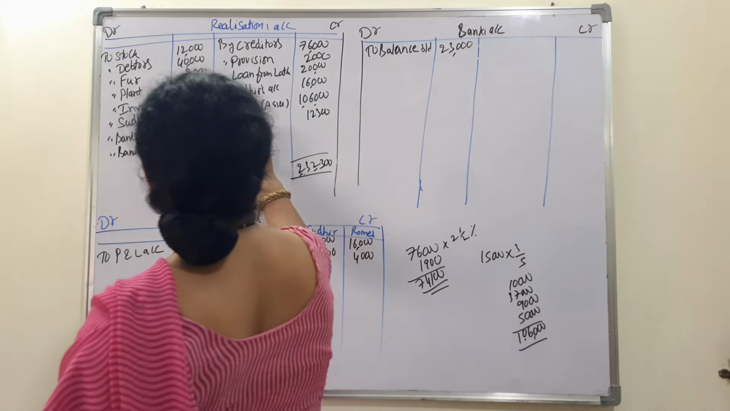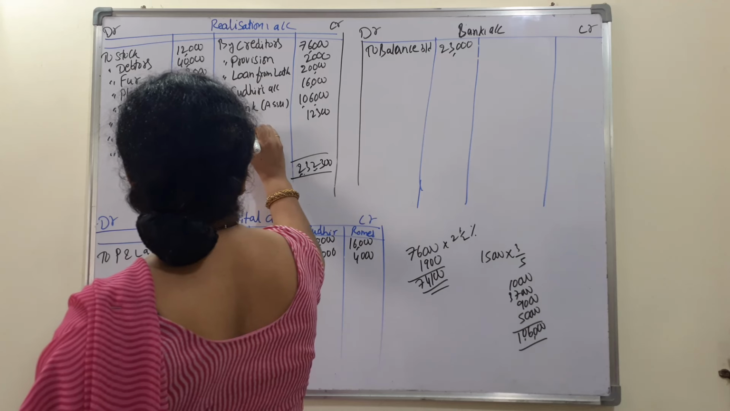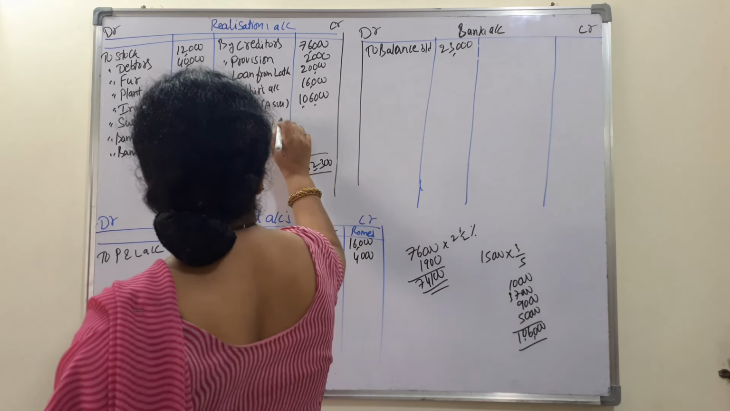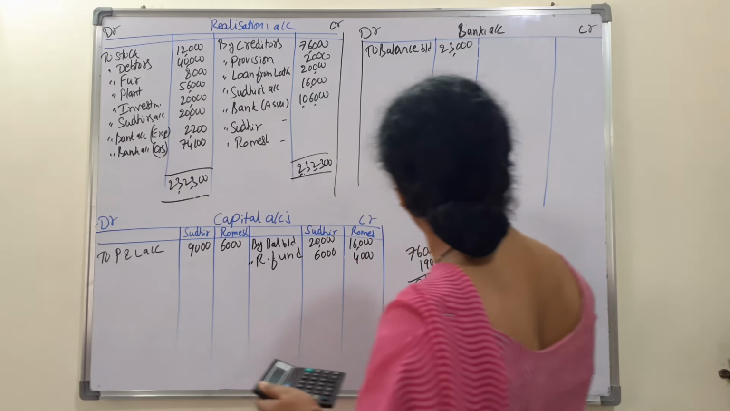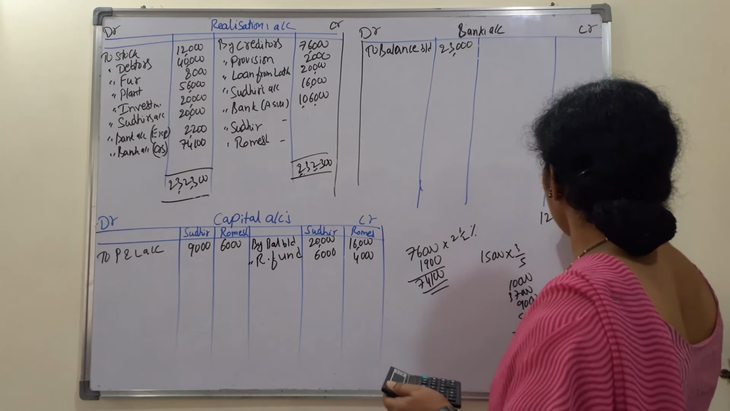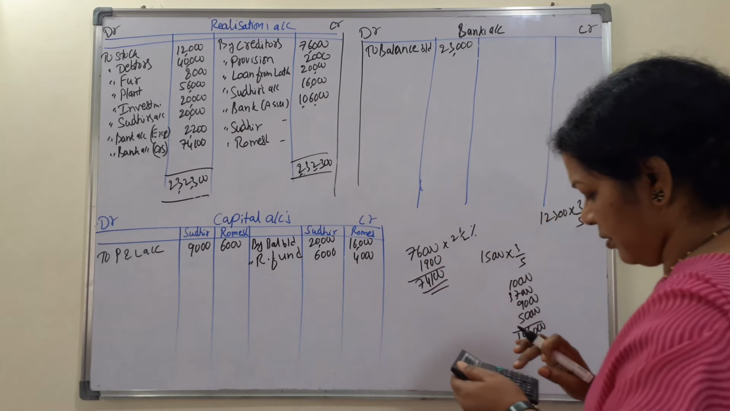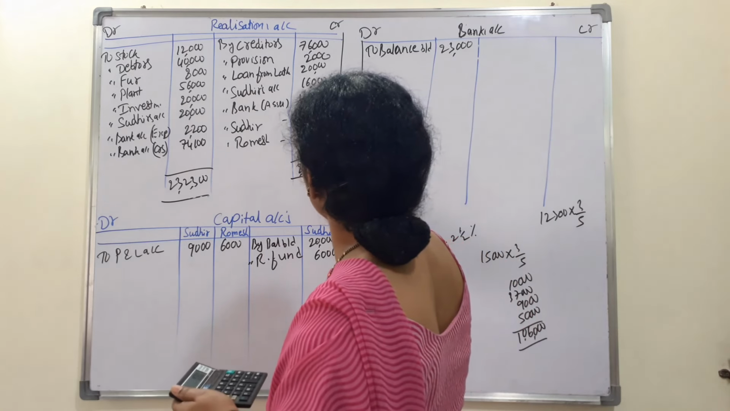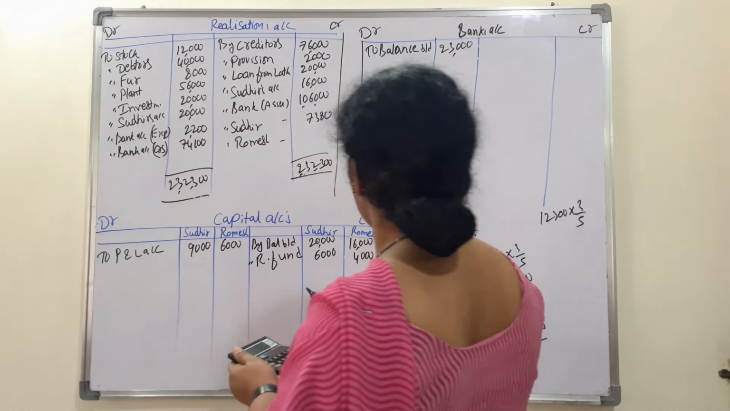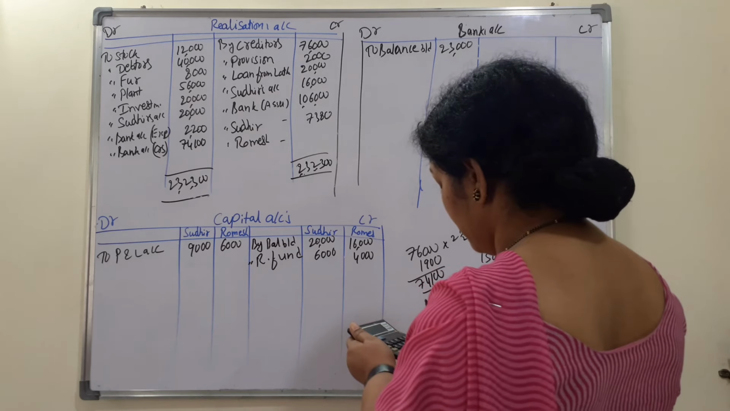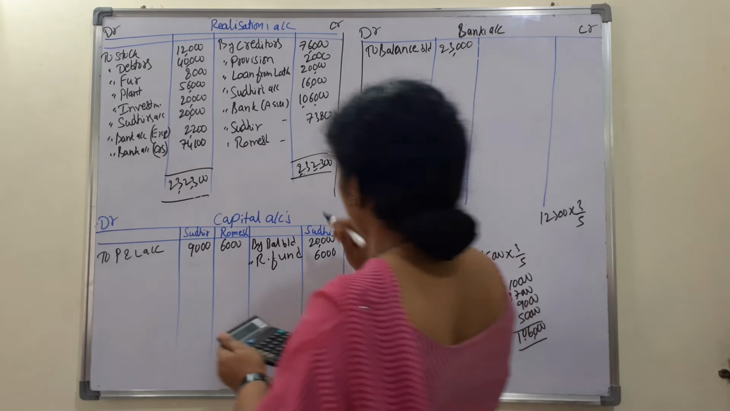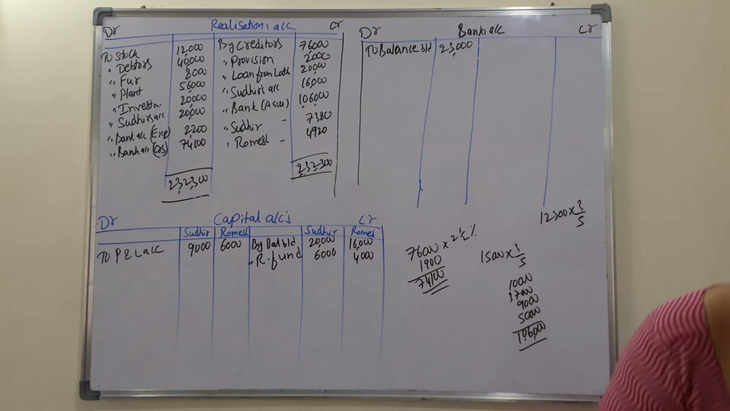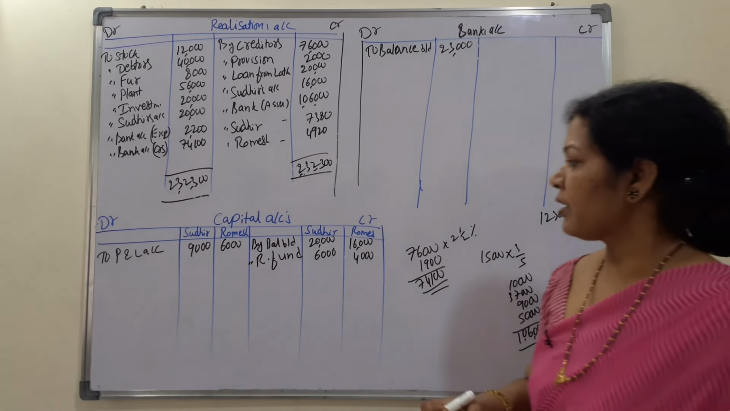Transfer it to the capital accounts, Sudhir and Romesh. You can write directly. So 12,300 into 3 by 5, 7,380, and the remaining 4,920. So this is over. Next, after that we have to prepare the capital accounts.